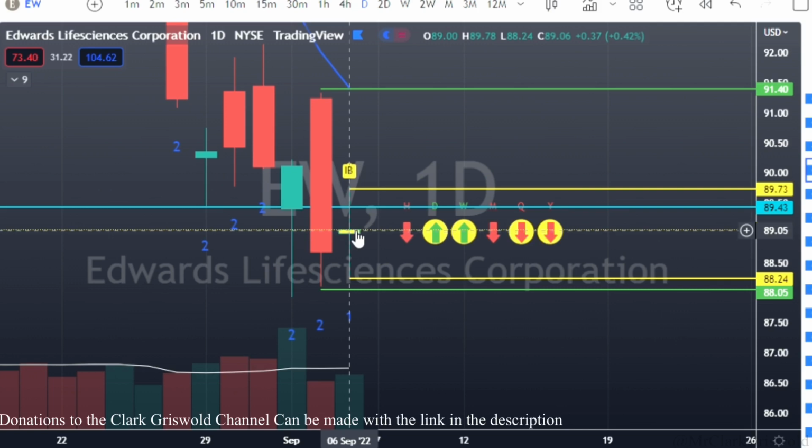So when you see these yellow bars, I want you guys to think of a spring becoming loaded and tightened.